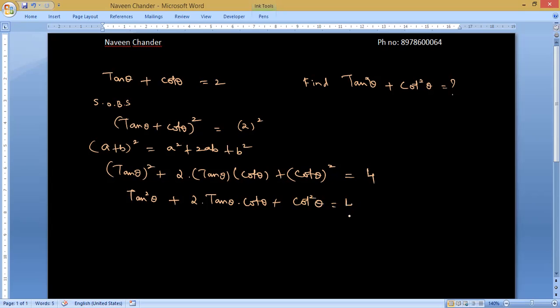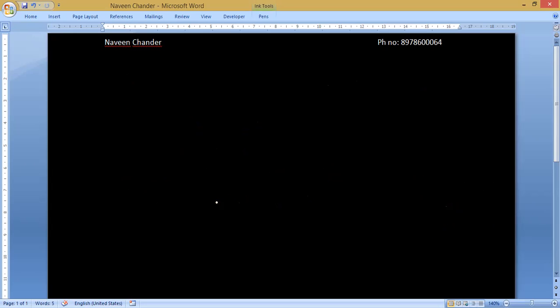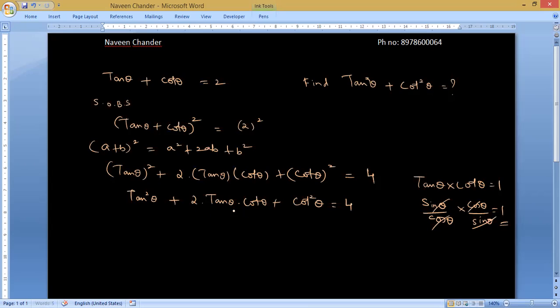equal to 4. So always remember, when you multiply tan into cot, you will get 1. How the value will arrive: tan is sin theta by cos theta. Cot theta means cos theta by sin theta. So you're cancelling sin and sin, cos and cos. So you're getting 1.